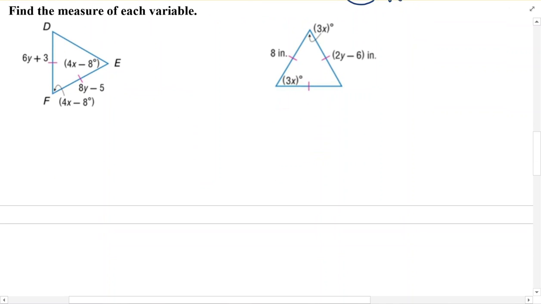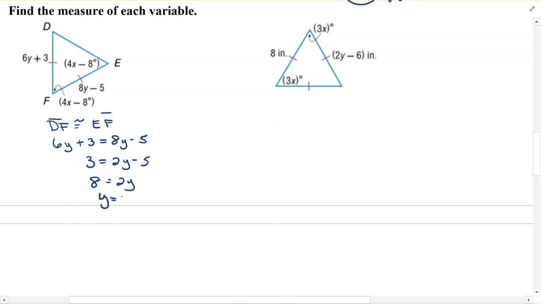In the next problem, we're given that DF is congruent to EF. So we would have 6y plus 3 equals 8y minus 5. So 3 would equal 2y minus 5. 8 would equal 2y, and y would equal 4.